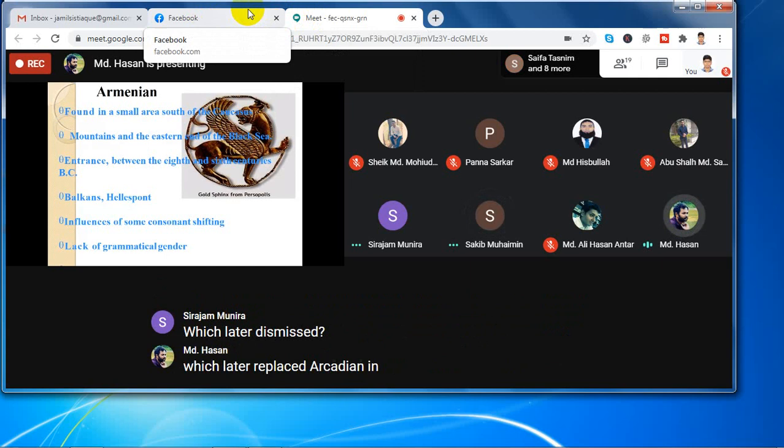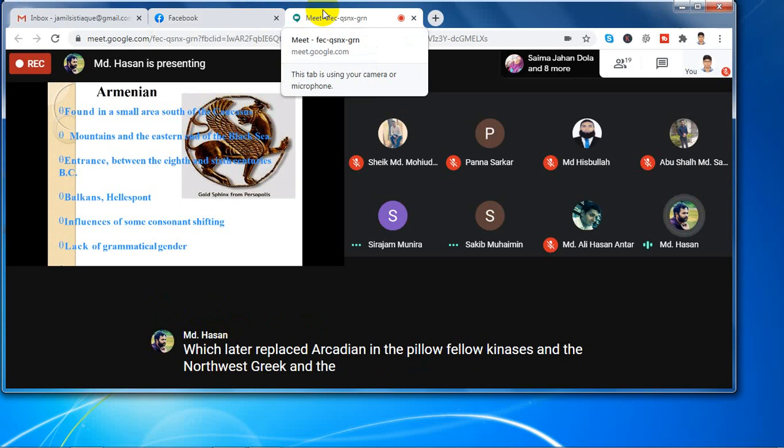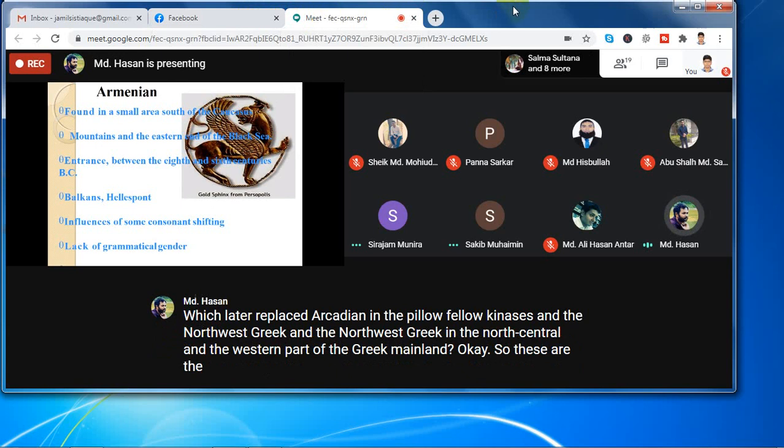Peloponnesus. And the Northwest Greek in the north, central, and the western part of the Greek mainland. Okay? So these are the five principal dialects which also fall in the Hellenic language family.